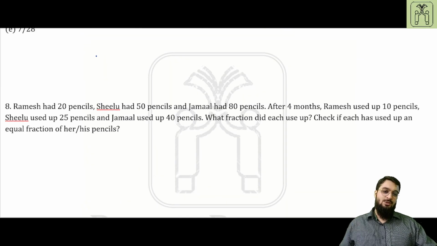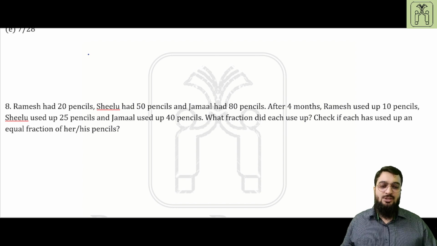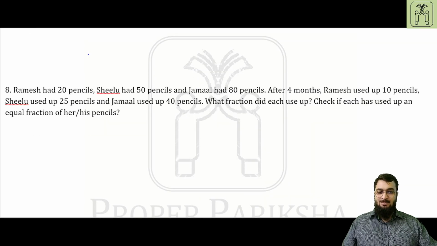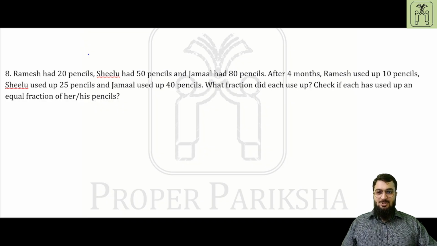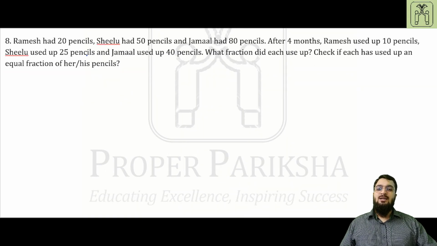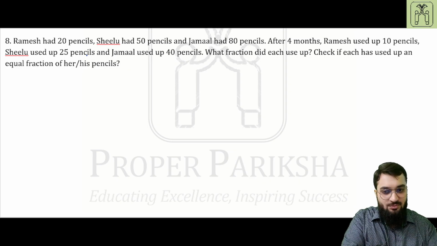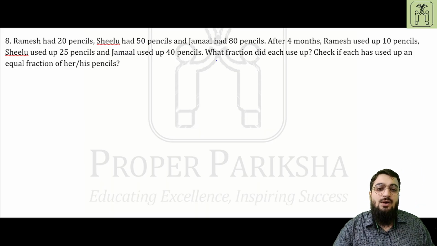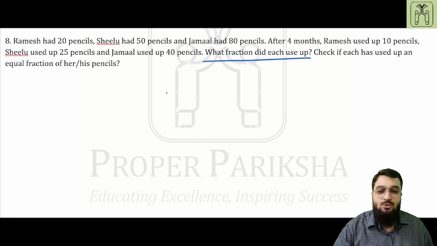After 4 months, Ramesh used this much, Shilu used this much, and Jamal used this much. What fraction did each use up? Check if each has used up an equal fraction of his pencils. Okay, so here the question says that it is a time-based situation, in which three people have used certain amounts of pencils out of the pencils they had. So we just have to get the answer of what fraction did each use up.